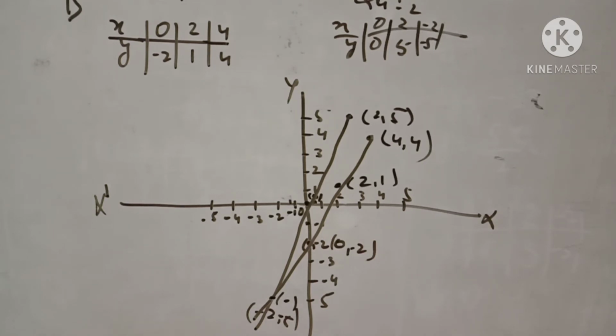So from the graph we can find the value of y. What do you have to find? We have to solve the following equation graphically: 3x minus 2y equal to 4, 5x minus 2y equal to 0.